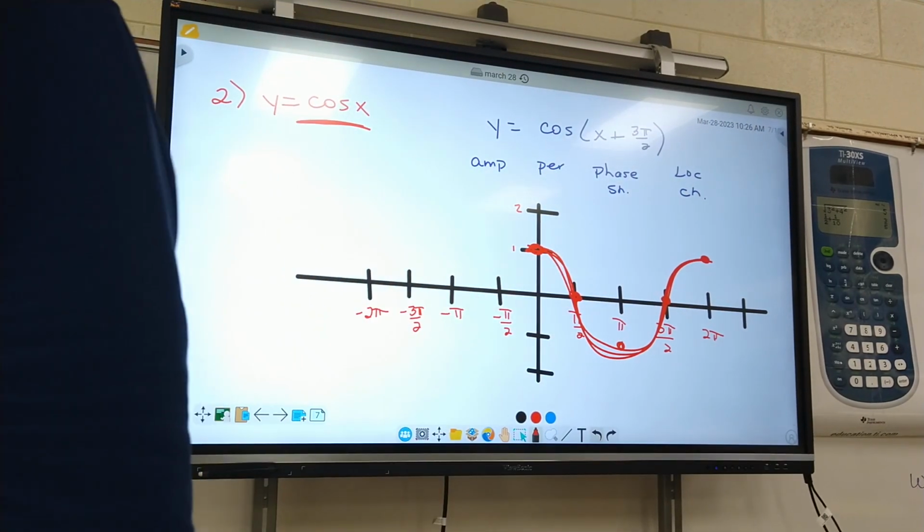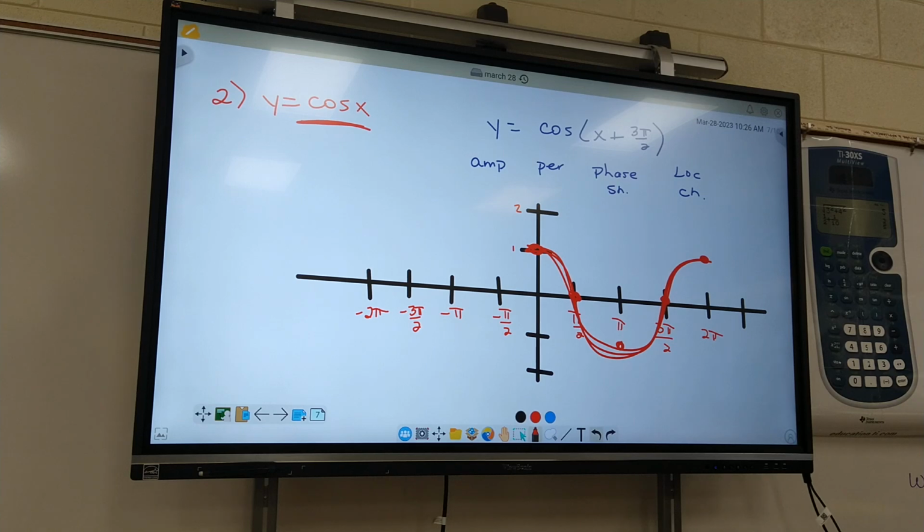Now, that is your base graph, your parent graph for cosine. Those are the only ones we're going to do. We're not going to do tangent or secant or any of the rest of them. We're just going to do sine and cosine. Guys, we're just starting this stuff. It's okay if you're confused.